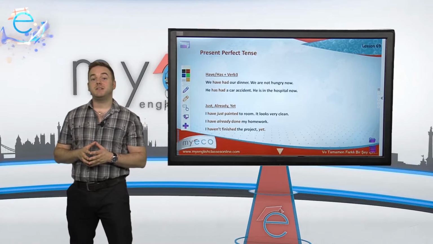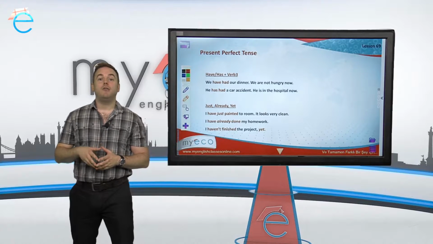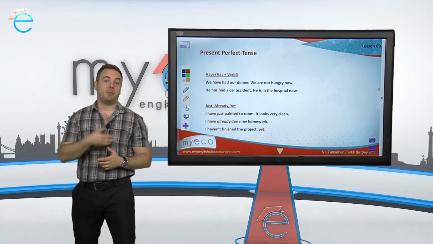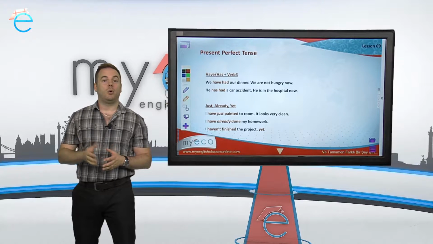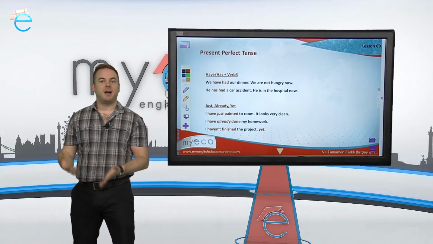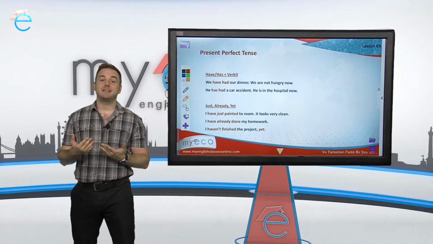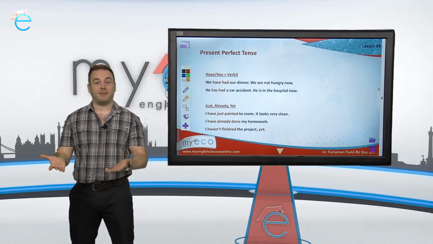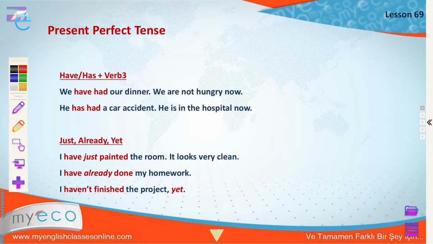Finally, we use the present perfect tense to ask, for how long have you lived in Paris, for example? Or, I have lived in Paris for 7 years. I have lived in Paris since 2005, etc. With the perfect tenses, we use verb 3. It's also called the past participle.